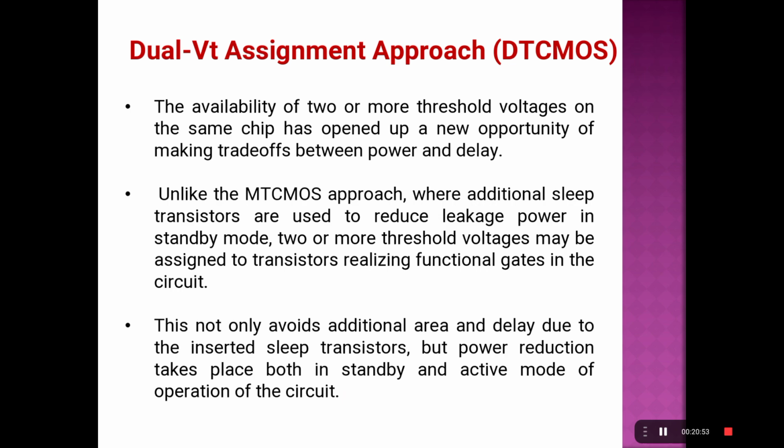Unlike MTCMOS, where additional sleep transistors are used, that means in MTCMOS we are adding two transistors, one pull-up and one pull-down. That also increases the size of the device, which is one of the drawbacks. So this avoids the additional area, and delay is also one more parameter added in the case of MTCMOS. To overcome such problems, we go for the DTCMOS concept. It is an extension of the multi-level threshold voltage, also called MTCMOS. Okay, next we move on to the next slide.